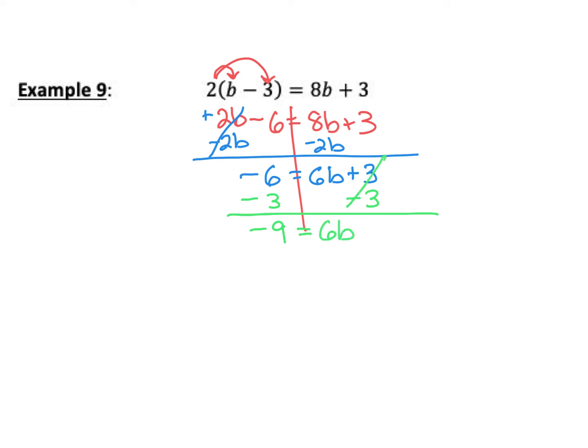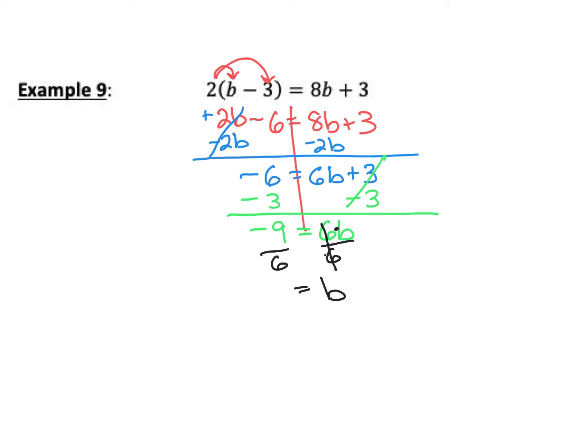Now we have 6 and b, so we've done our addition and subtraction. Now we're going to do multiplication and division. 6 and b, they are multiplying, so then we are going to divide by 6 on both sides. 6 divided by 6 is 1. It leaves b by himself.